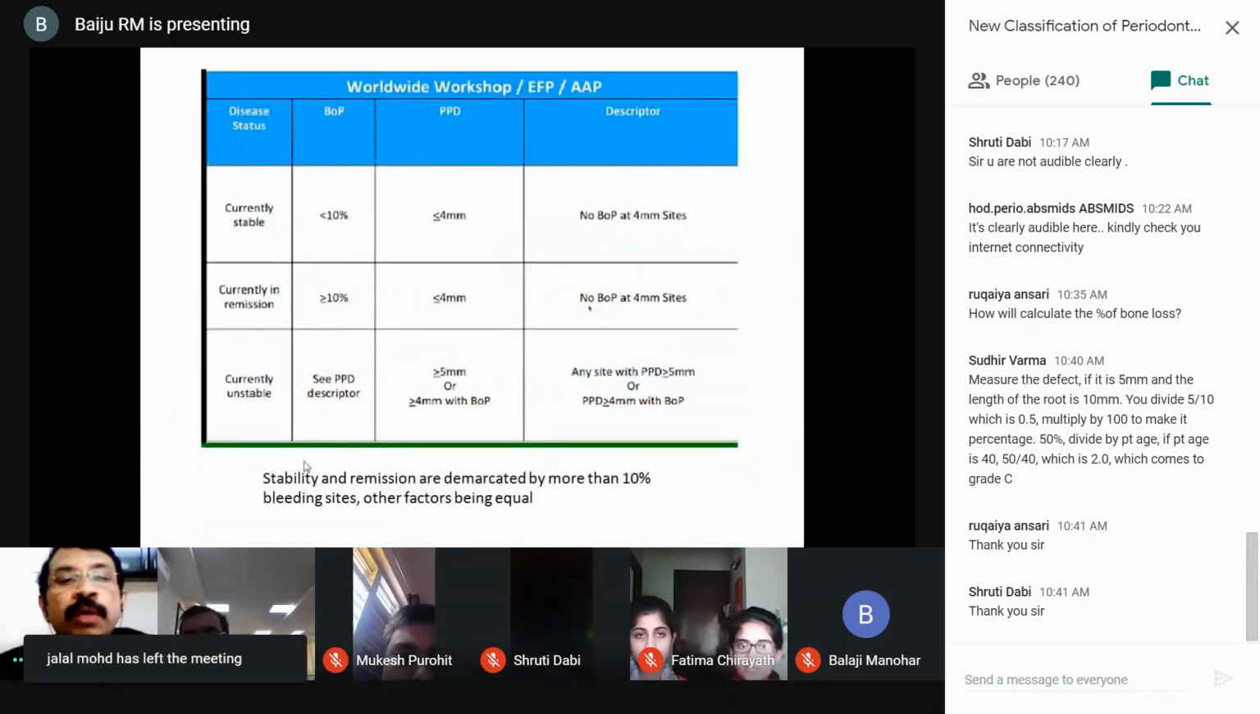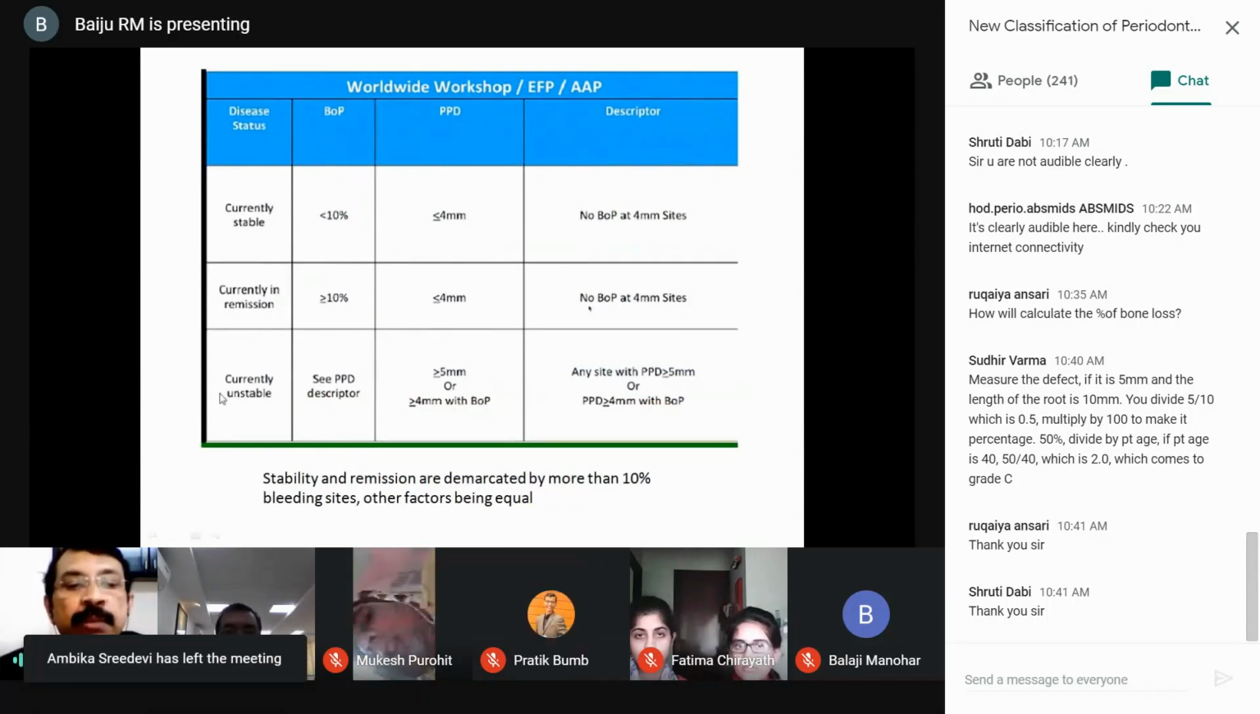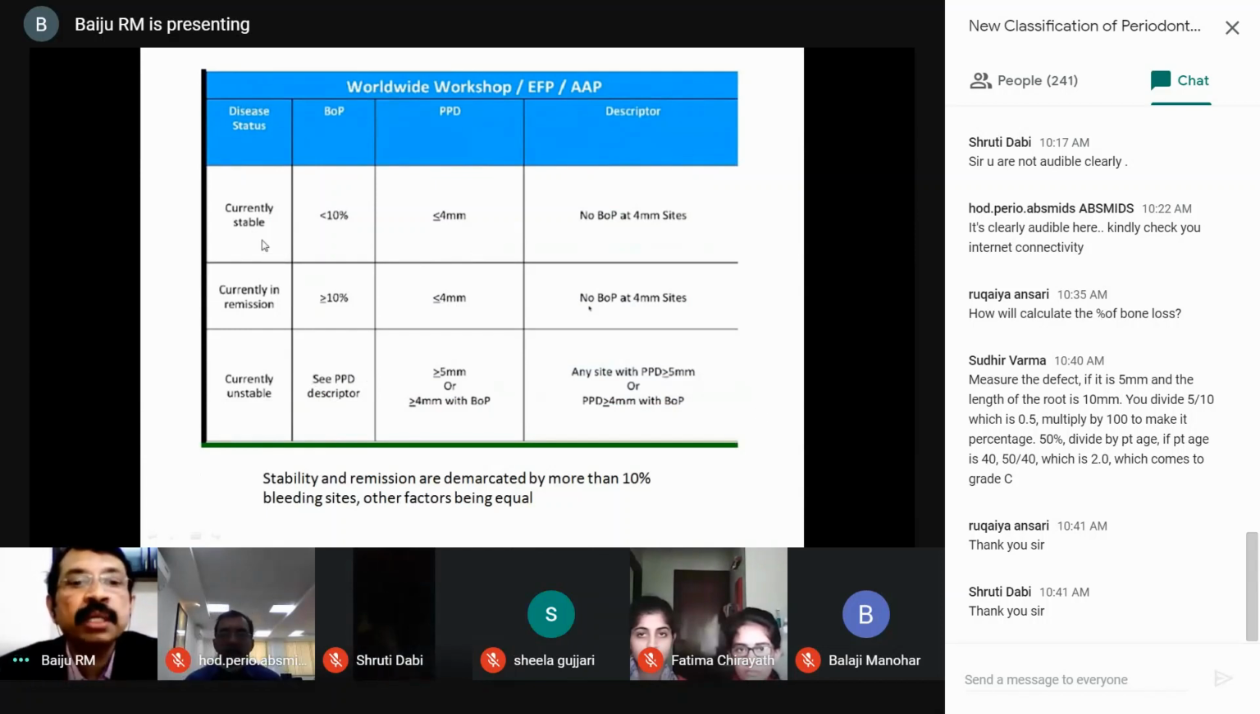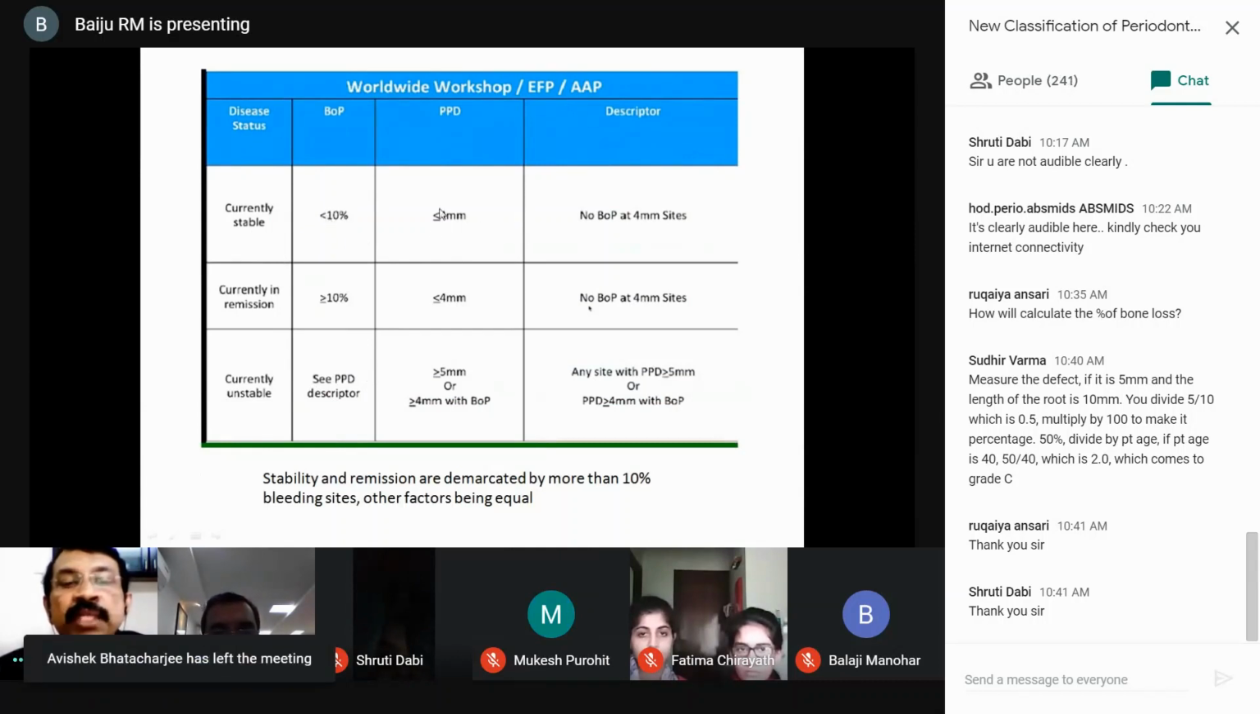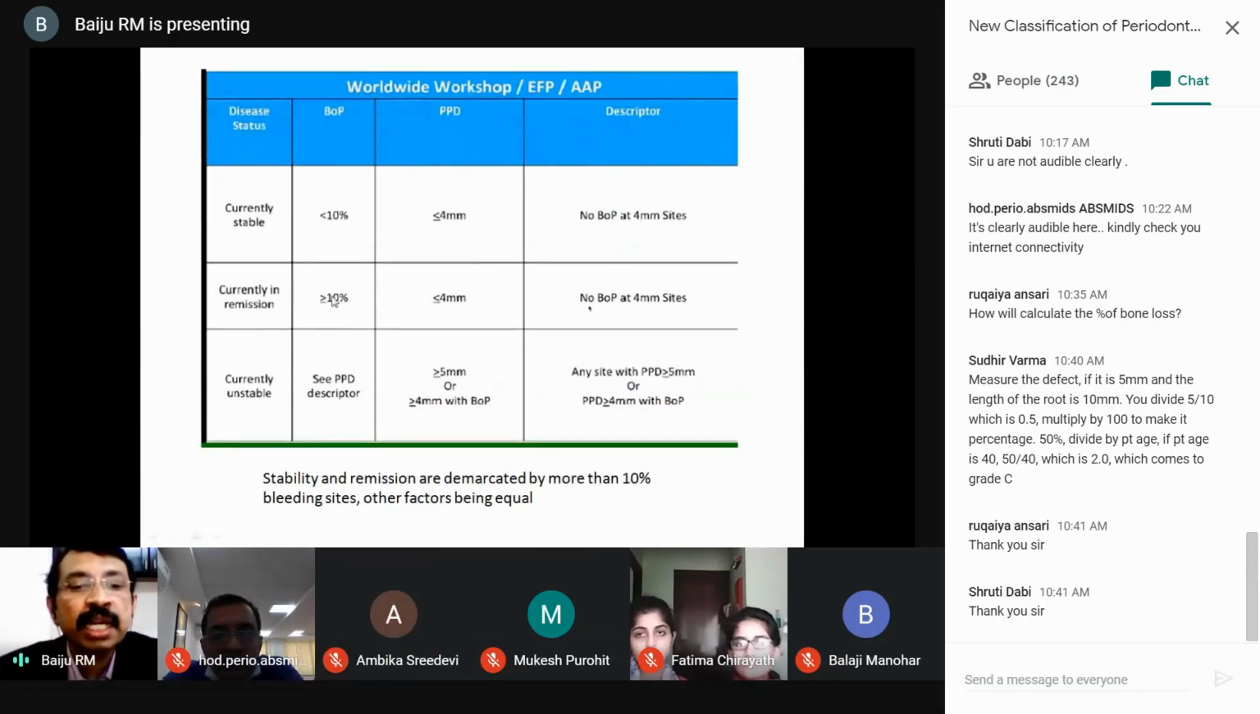So, we'll put the criteria for stability, remission and instability in a table. Currently stable means bleeding on probing at sites less than 10%, sites which are less than 4 mm PPD, and no BOP at 4 mm sites. Currently in remission means that there are more bleeding sites, more than 10%, but all other parameters are the same. And currently unstable means any pocket that is 5 mm or more, and pockets that are 4 mm with bleeding.